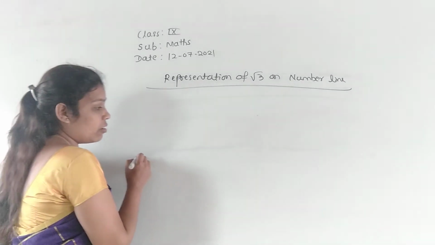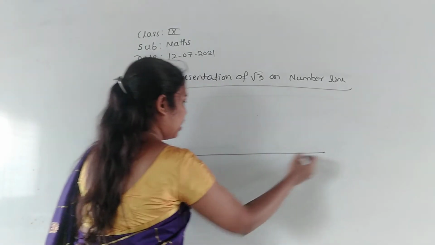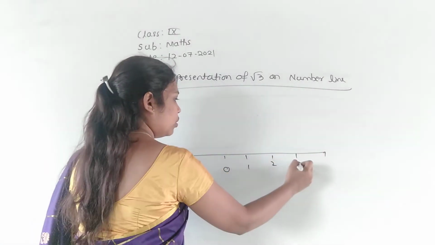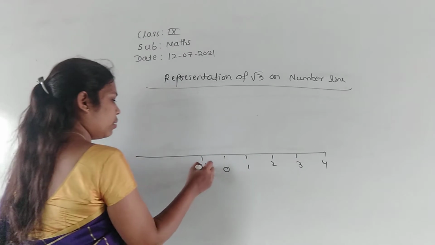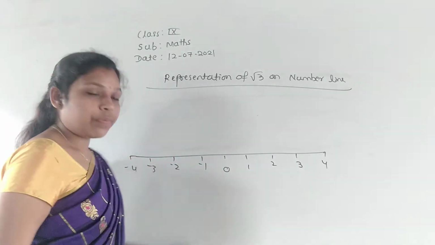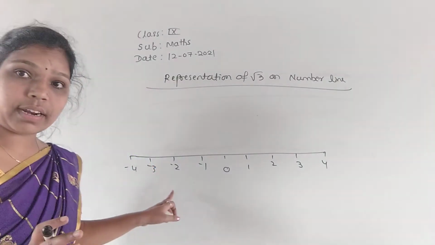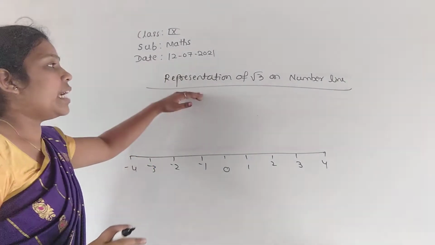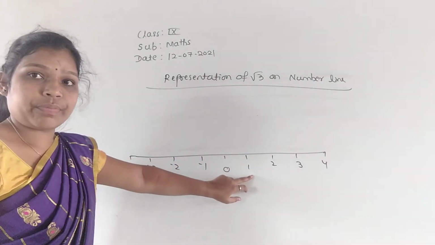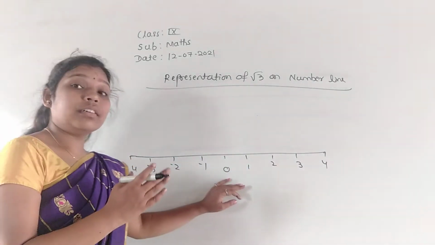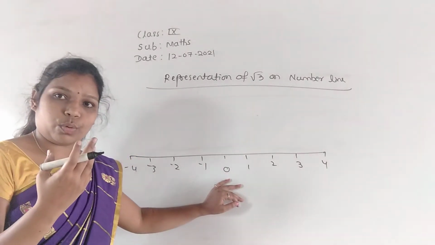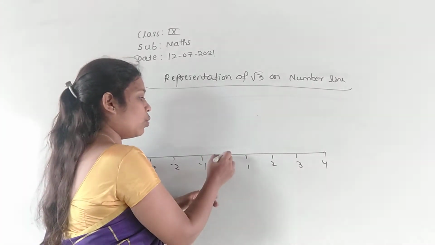Okay, same. First thing is you have to draw the one number line here. 1, 2, 3, this will be 4. And here -1, -2, and it is -4. Okay. So first take the one number line here, and now we are locating or representing root 3 on a number line, the same as we did for root 2. We'll see now.